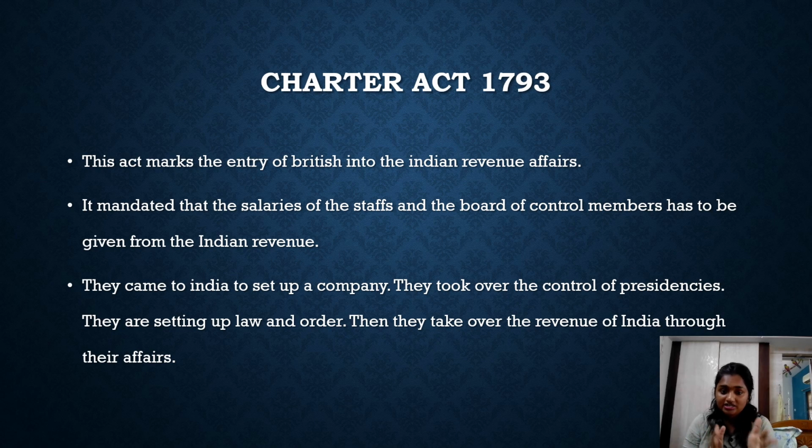And now, through this Charter Act of 1793, they are taking control of the revenue. So even the money matters of the Indian country are being taken care of by the British government from now on. So this act makes the entry of British into the Indian revenue system, and it is mandating that the salaries of the Indian staff who are working in the East India Company or in the legal departments which are taking control of the legal formalities of the Indian country, or the board of control members who were appointed by the government 10 years ago, have to be paid from the Indian revenue itself. So the Indian revenue matters are being controlled by the British government from now on.